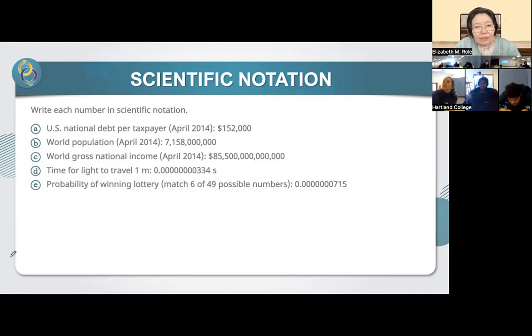So this one was still 2014. Maybe this time the debt per taxpayer will already be much bigger because this was some 10 years ago.